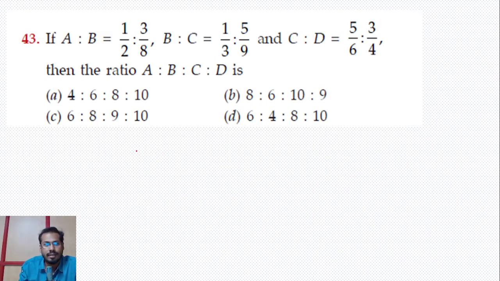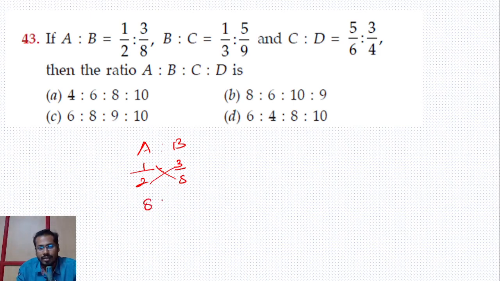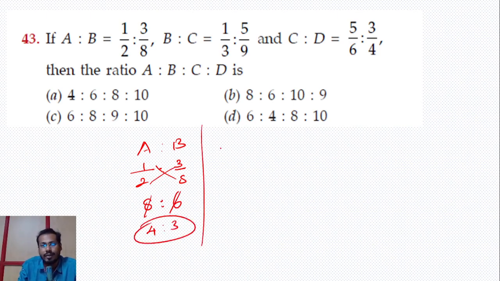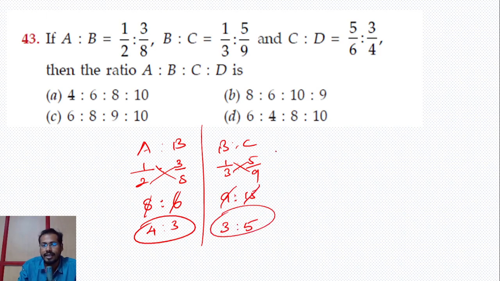Now A is to B is 1 by 2 is to 3 by 8. If I cross multiply this, what is my answer? 8 into 1 is 8, 3 2s are 6. I cancel the numbers, 4 is to 3. This is what A is to B. Okay. Now next, B is to C is what? 1 by 3 is to 5 by 9. Cross multiply this, 9 is to 15. Again if I cancel, 3 3s are 9, 3 5s are 15. This is the second one.